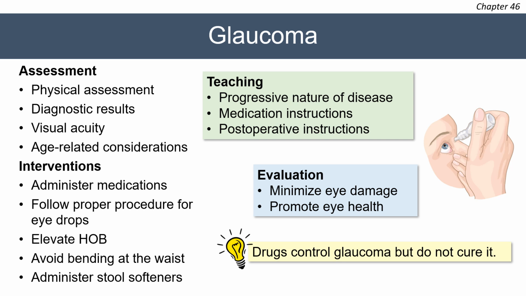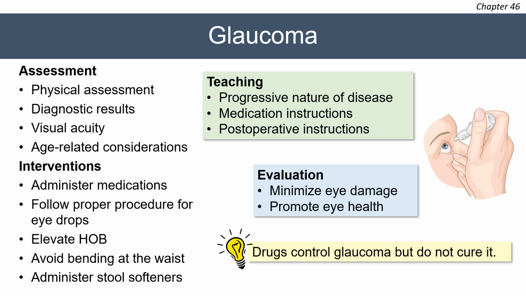Then we have age-related considerations. So proper screening and routine visual exams of patients at advanced age will help detect this early, hopefully, and then it can be treated before it gets worse, because this again causes irreversible damage. All of that pressure on the optic nerve will cause those cells to die.